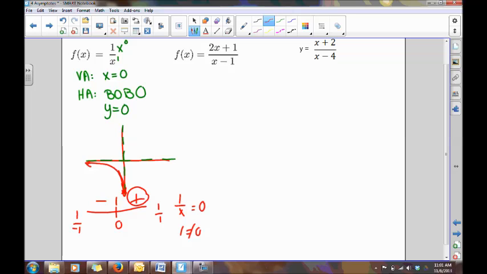This positive tells us that our function is above the x-axis from 0 to infinity, when x equals 0 to infinity. So we know it's going to be somewhere in here. Again, we know it's going to follow our vertical asymptote and our horizontal asymptote. So we get something like this. Okay, next.